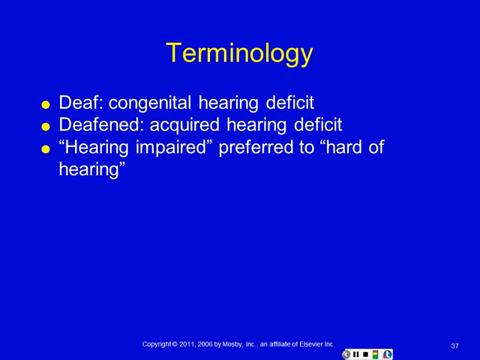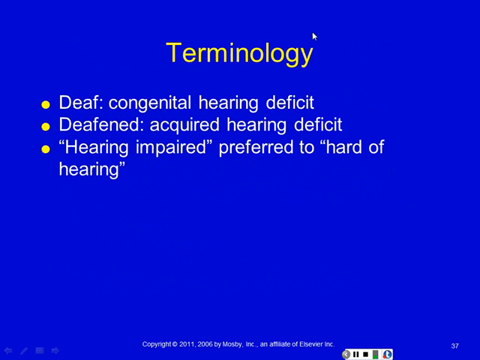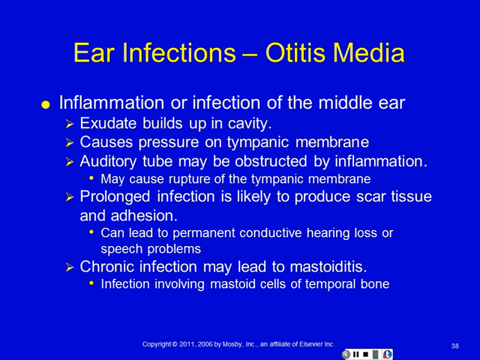So just a little vocabulary. These three things are not the same. Deaf, deafened, and hearing impaired are different. Deaf technically means congenitally deaf. Deafened means they acquired a hearing deficit, and we don't use hard of hearing anymore. We use hearing impaired instead. Most of those, at least the hearing impaired ones, are usually taken care of with hearing aids.